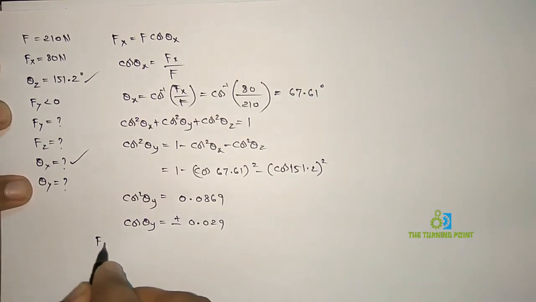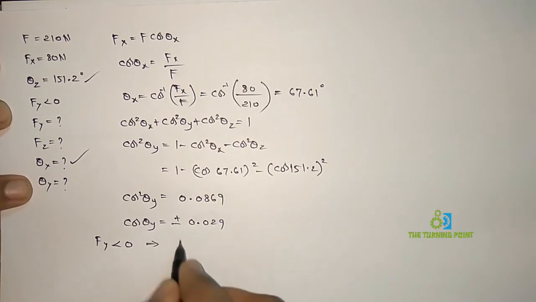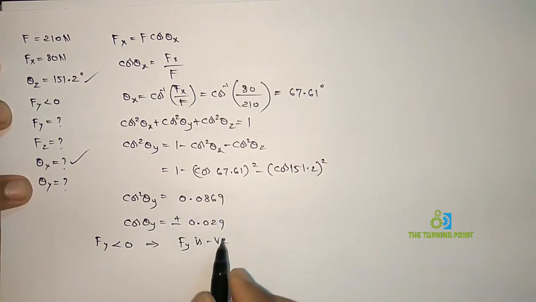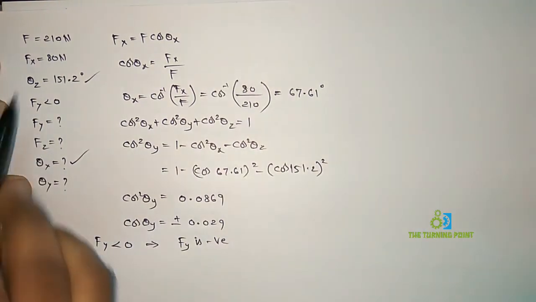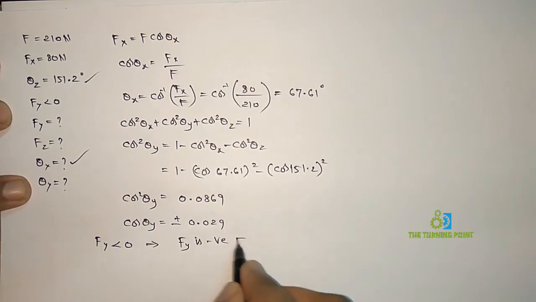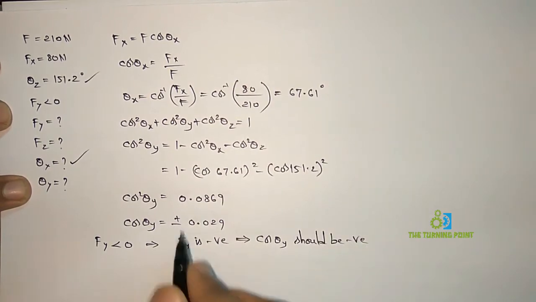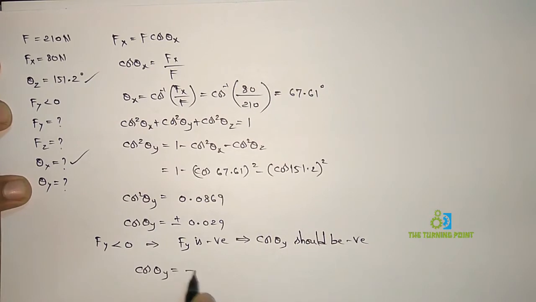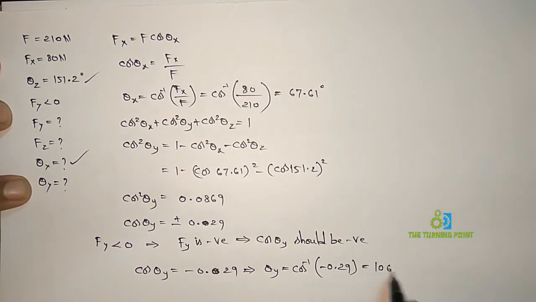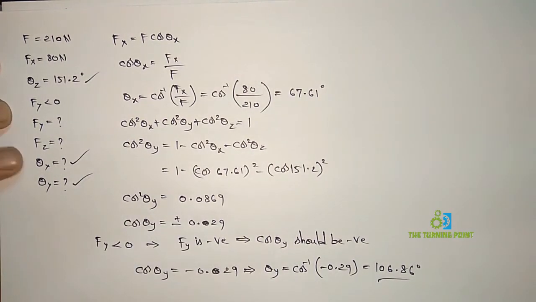So given that Fy is less than 0, that means Fy is negative, right? And F is positive. Given F is positive, Fy is negative. So therefore, cos theta y should be negative. So from this, cos theta y is equal to minus 0.29. From that, theta y is equal to cos inverse minus 0.29. Value is 106.86 degrees. So I got the value for theta y. Theta y is over. I have to find Fy and Fz.